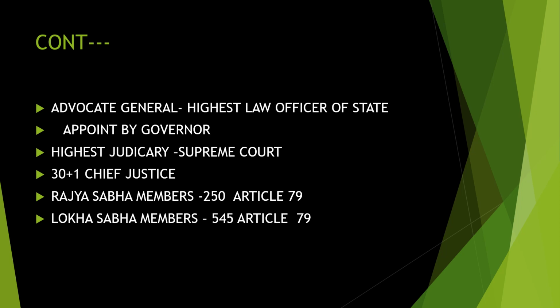Then Rajya Sabha members, 250 is the maximum number of Rajya Sabha members, and it comes to power by Article 79. Okay, Lok Sabha members, it is 545. Article 79 gives power to the Lok Sabha. We have two houses, so the bicameral system exists in India.